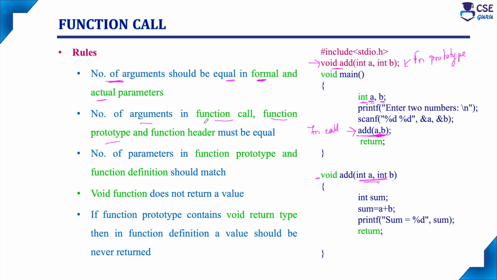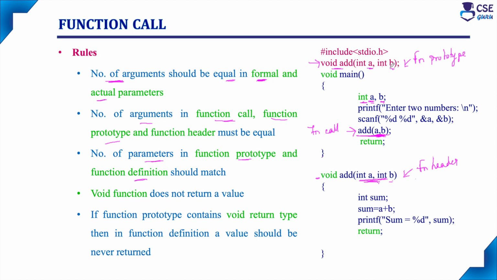So the number of arguments in function call, this is function call, function prototype, and this is function header. In all these 3 places, the number of arguments should be the same. Everywhere here we have used 2 arguments only. So the number of arguments should be the same in function prototype, function call, and function header. And the number of parameters in function prototype and function definition should match. This is also the same.